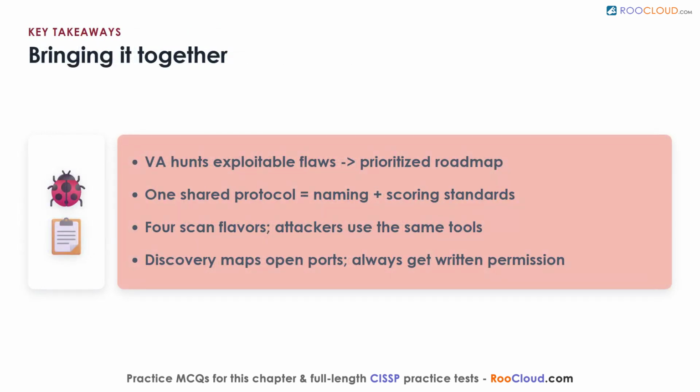So let's bring it together. A vulnerability assessment hunts for exploitable flaws and hands you a prioritized roadmap. A shared protocol gives the whole community one vocabulary, built from naming and scoring standards. Scans come in 4 flavors, and remember, attackers wield the very same tools. Discovery scanning maps the network by finding open ports, using techniques that read each system's reaction, while banner grabbing reveals the software version. Above all, never scan without written permission.